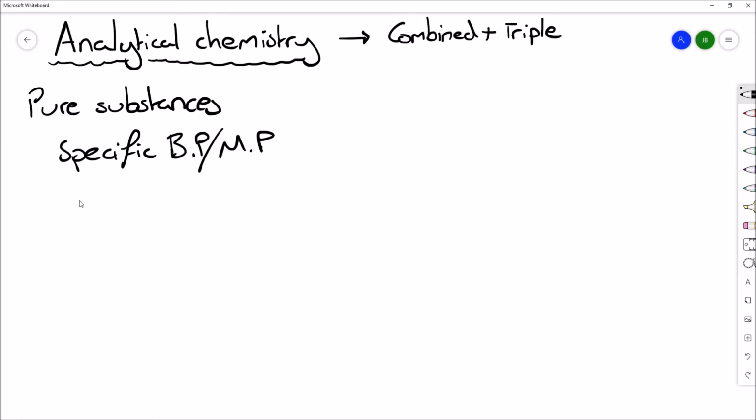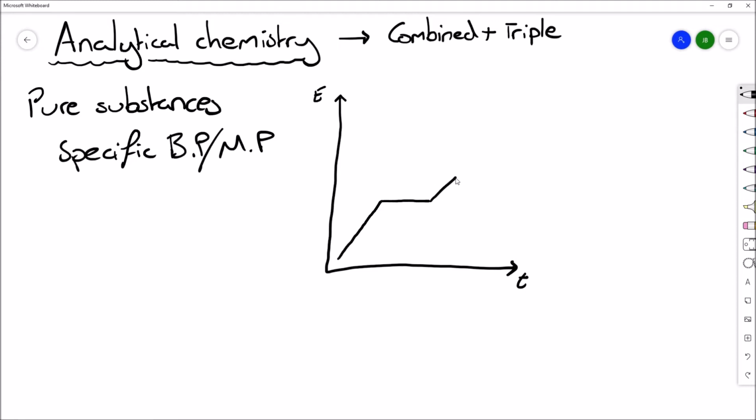Now we can use a graph to display this, and you will often see this in exams. So this will be energy, and this will be time. And as it's going along, we're heating up a substance, and if it's a pure substance, it will flatline as we change state. And that's linking to the boiling point and melting point. That flat line there indicates a pure substance.